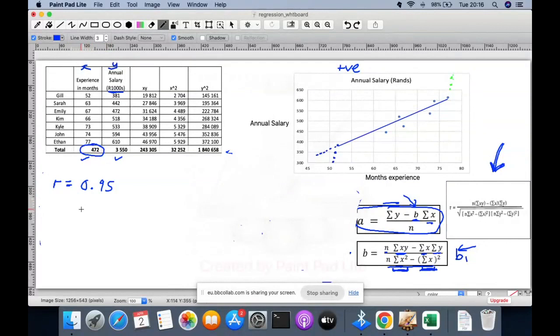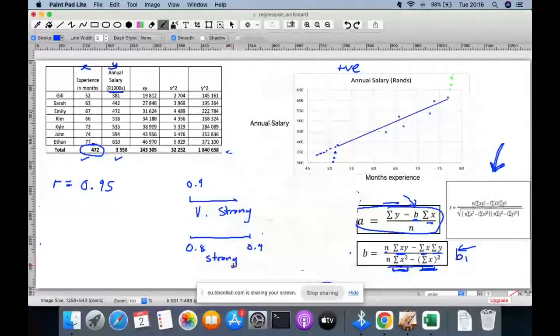All right, the next thing you need to state is whether it's strong or weak. So you can use this as a guideline, okay? Anything from 0.9 and up is very strong, I'm just going to write very strong. Anything from 0.8, you actually have this in your textbook, all right? Anything from 0.8 up to 0.9, you can say it's strong, all right? And I'll explain what this strength means, okay? Then from 0.7 to 0.8, you can say moderately strong.